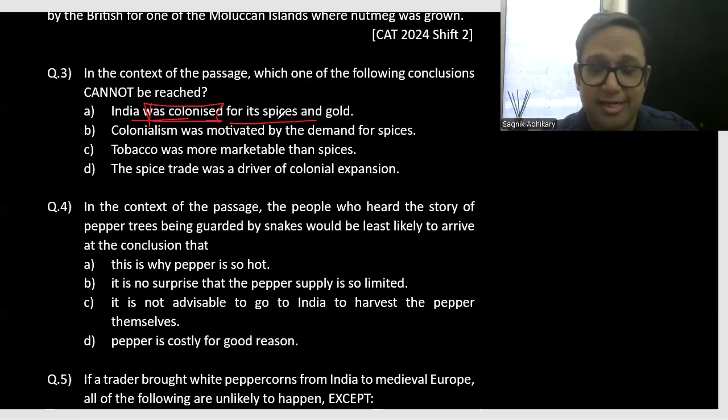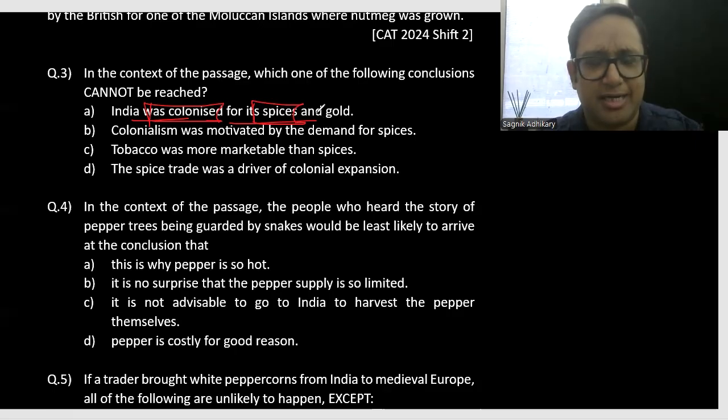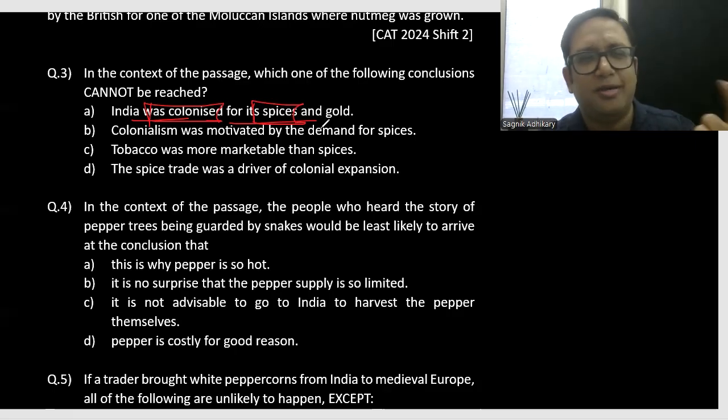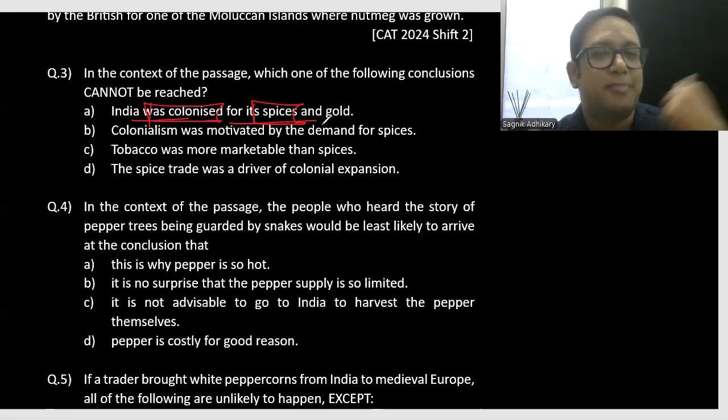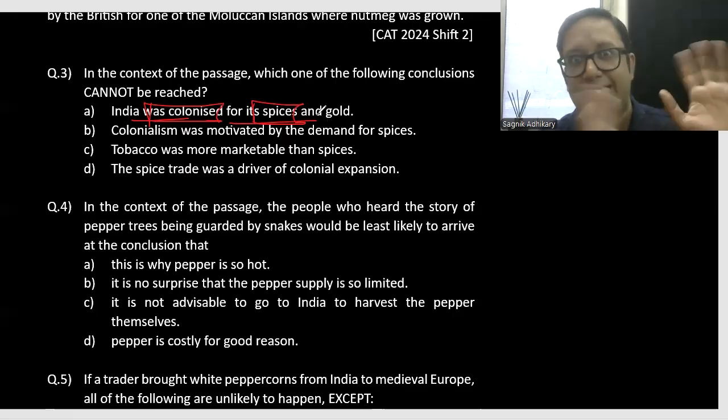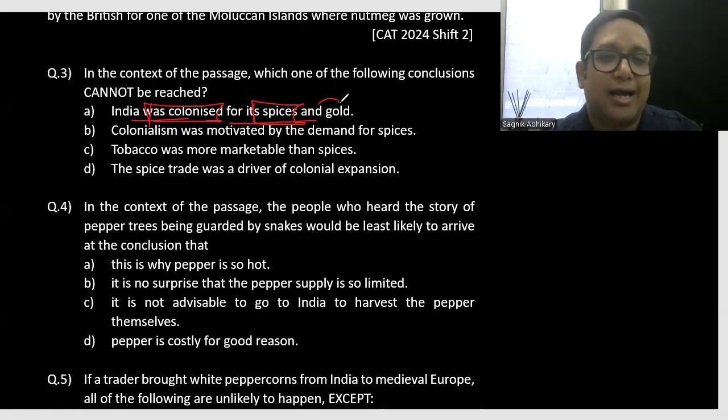Second, what was India colonized for? Spices, very likely, yes, because pepper from India. The entire story about what European people thought was how pepper was harvested from India. There were snakes in trees and whatnot. And gold. Gold is only mentioned in the last paragraph. There's no connection between gold and India. So this we cannot be sure of.